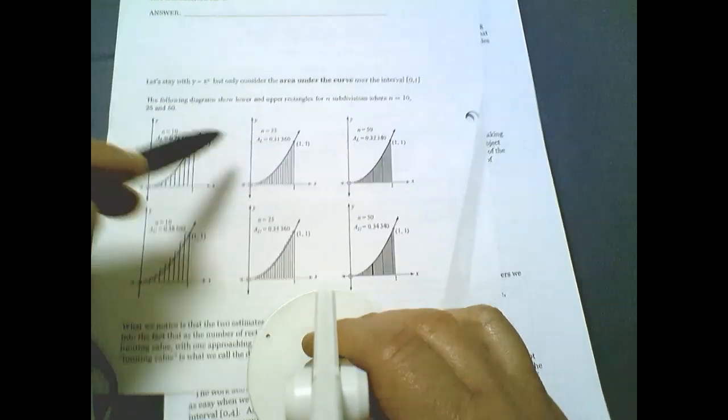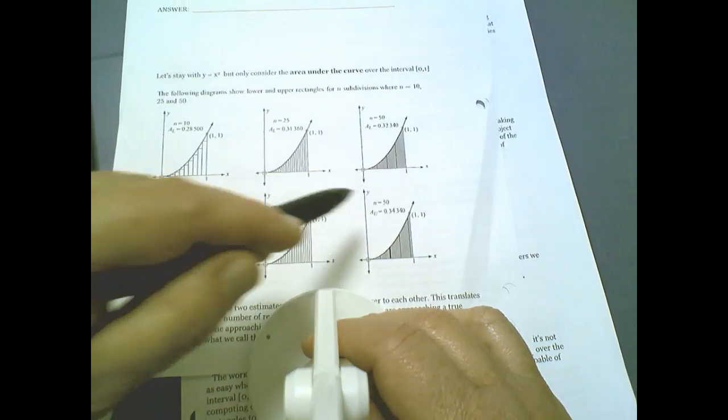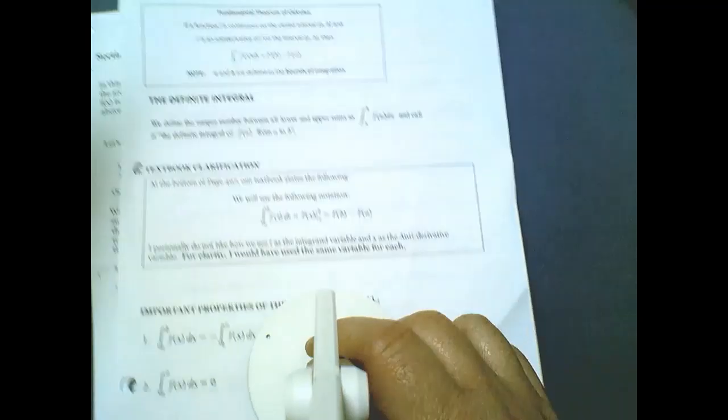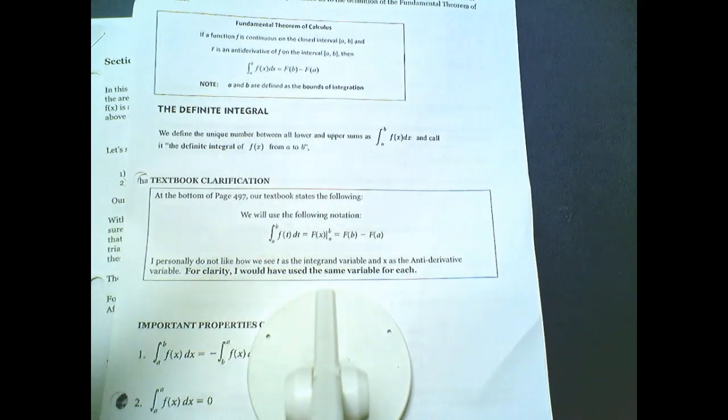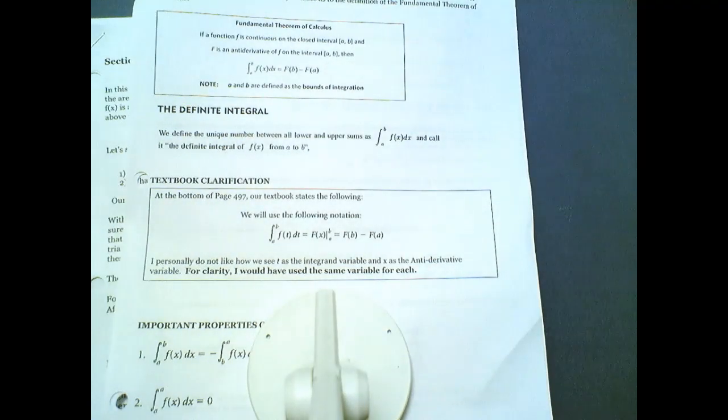0.28, 0.31, 0.323, 0.38, 0.35, 0.34. Getting closer and closer to 0.33. And that's the concept of the area under the curve. So please make sure you understand this concept of the definite integral. Different language, different pieces, but all the same concept.